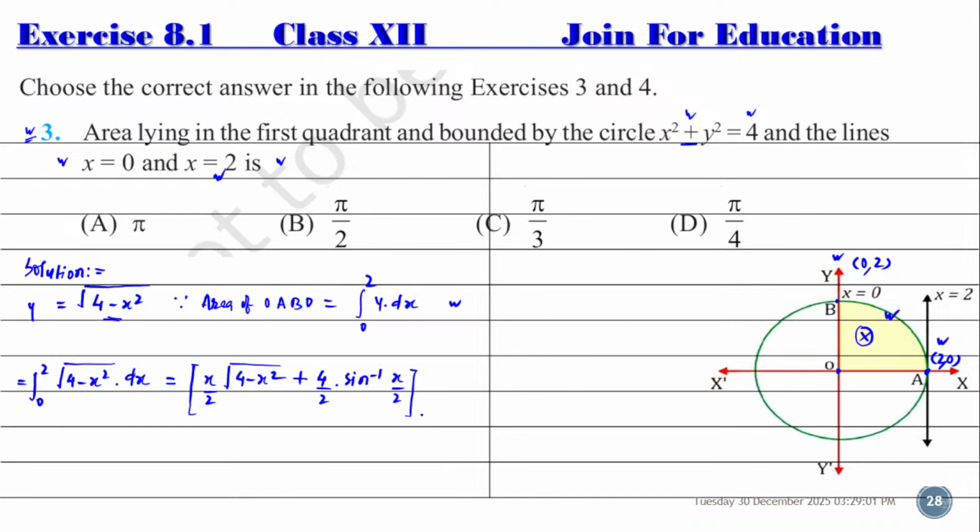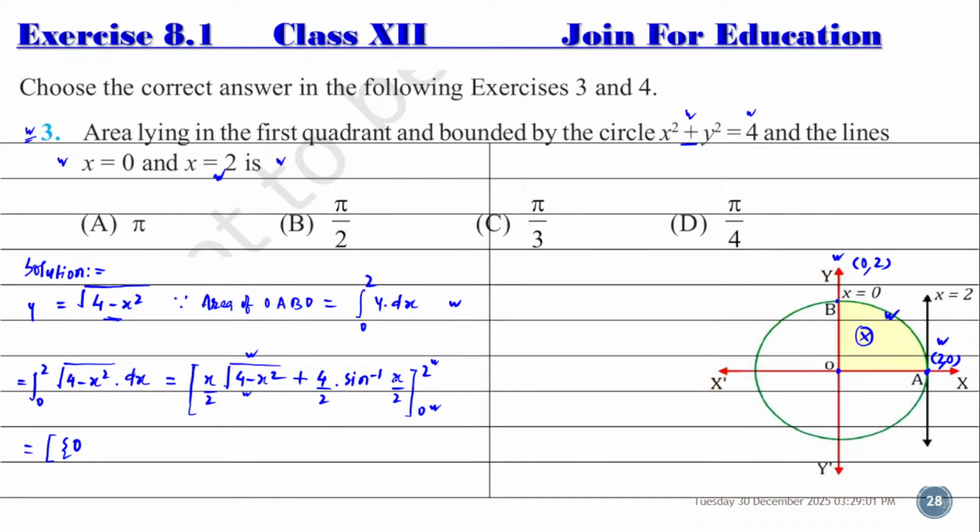Here the lower limit is 0 and the higher limit is 2. After putting the value of the lower limit and higher limit, when x equals 2, then this part will be 0, so the total will be 0. So we write down here, when x equals 2, we get this part 0. We write down here 0.